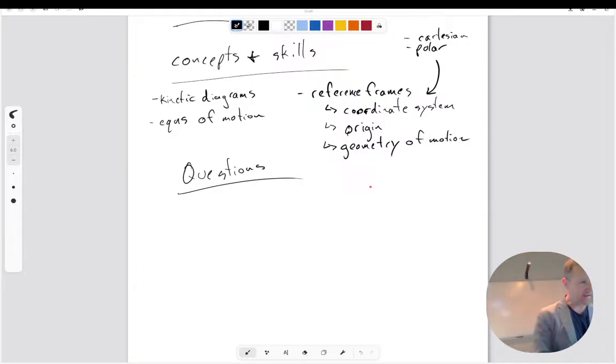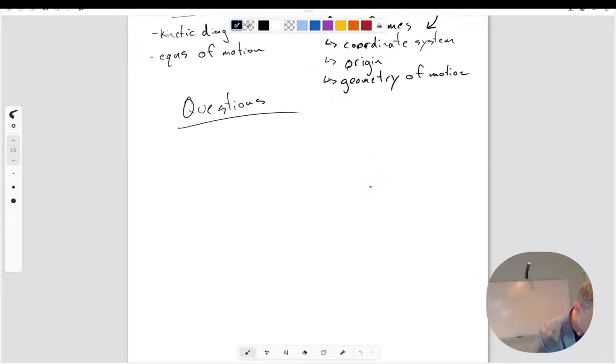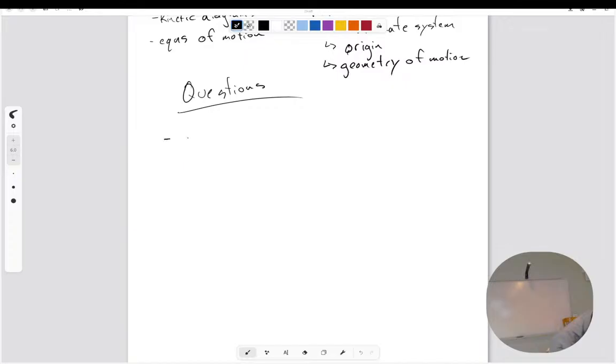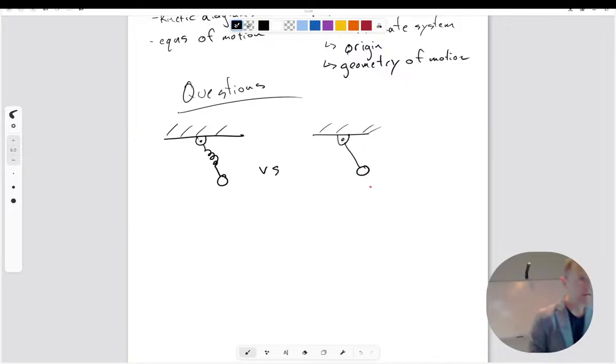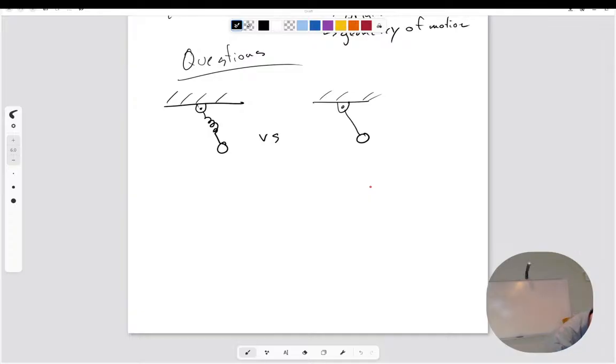All right, so one thing that came up was to come up with the equations of motion for these two systems: what's similar, what's different. That could be one question. Another one, I'm going to try something like that.